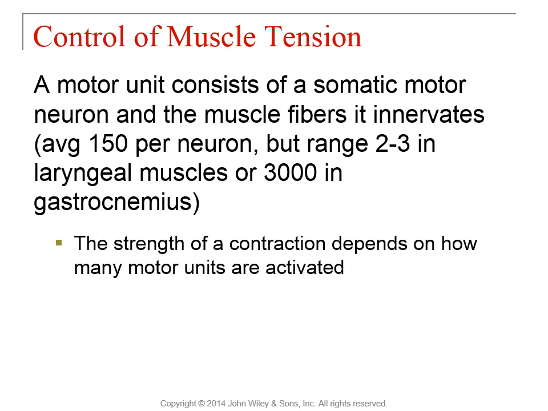The average is about 150 per neuron, but it does vary quite a bit depending on the muscle group we're talking about. When we talk about the strength of muscle contraction, however, it depends on how many motor units are actually being activated at once.